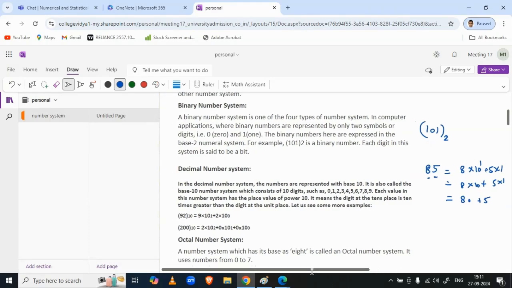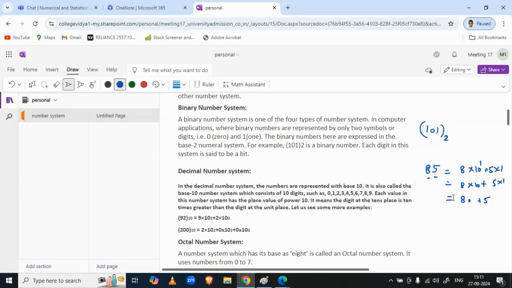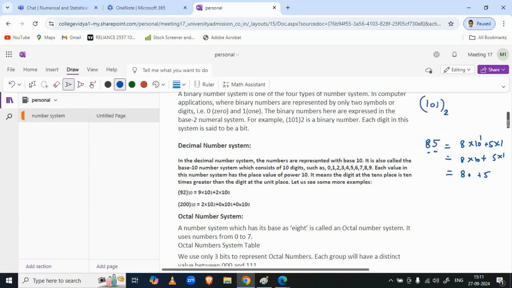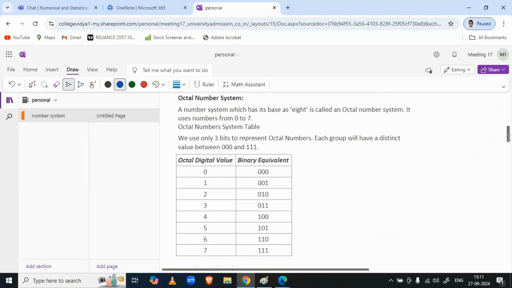The octal number system is a number system which has its base as 8, and it uses numbers from 0 to 7. So it contains a total of 8 digits, 0 to 7. This is the table which has octal values from 0 to 7, and this is the binary equivalent of the corresponding octal value. The base of this number system is equal to 8.